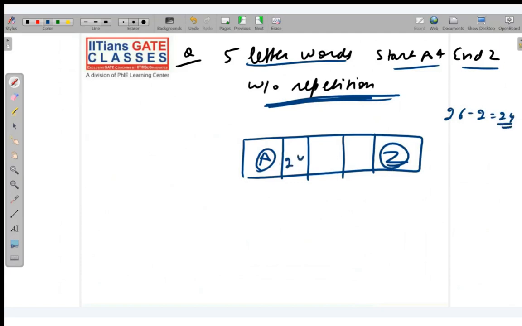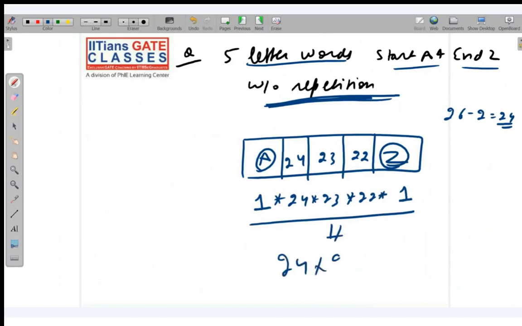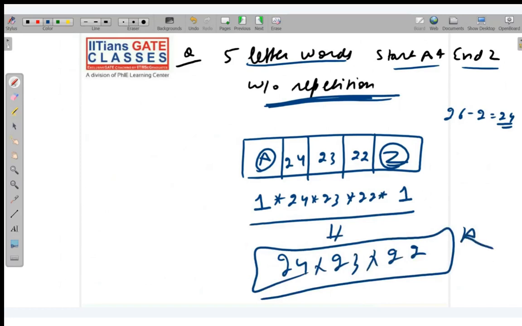So here I am having 24 choices, here 23, here 22. Here 24 choices are there. One I have consumed here, so 1, 2, and 3 are consumed. So 23 are left here. So again 1 is consumed here. I think you have got it. So now what will be our answer? See this. There is only one choice here, that is A, and only one choice here, that is Z. So 1 multiplied by 24 multiplied by 23 multiplied by 22 multiplied by 1. So the final answer is 24 into 23 into 22. That's it. This is my answer.